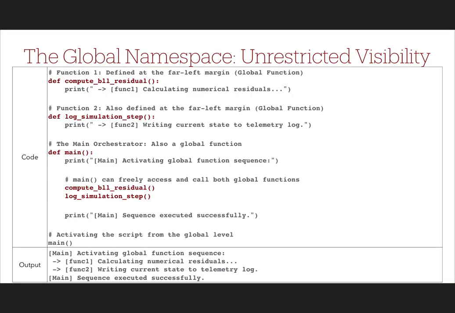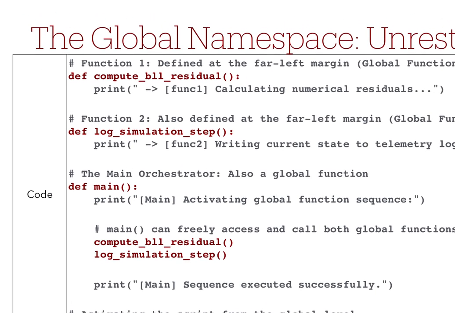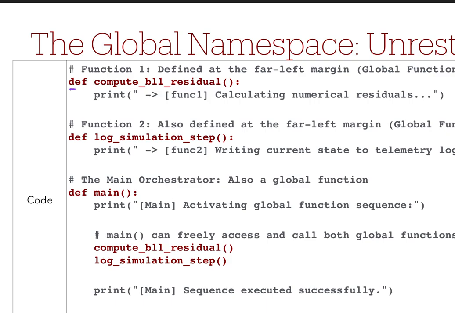So, for example, here I have the definition of several functions. The first function is named compute BRL residual. The second function is log simulation step. The third function is main. They are all defined without any indentation. That means I can call these functions at any place in your code. I can call those names.